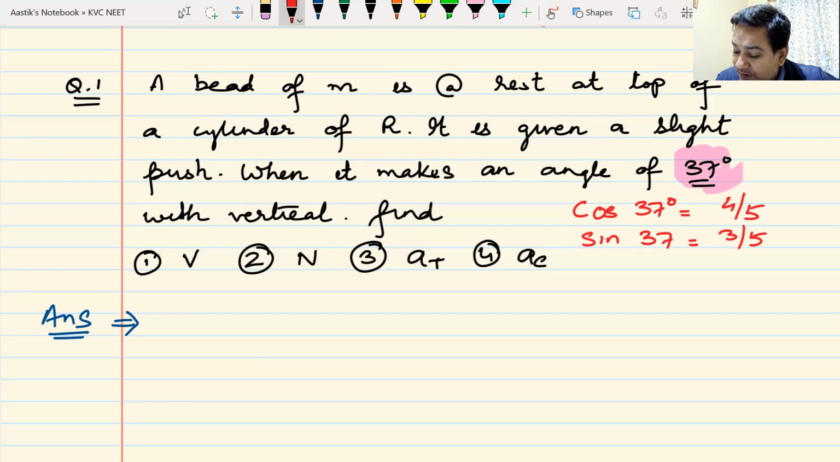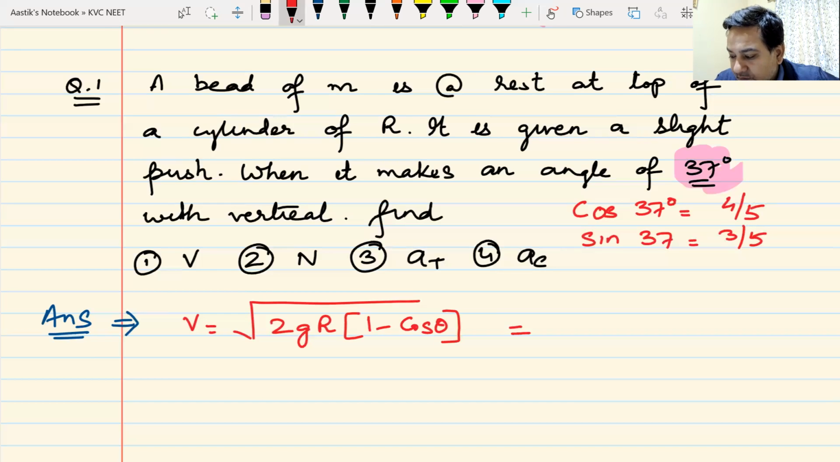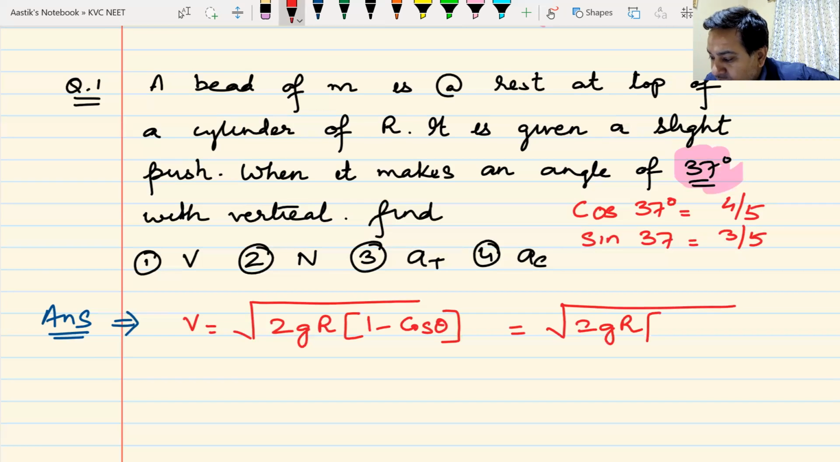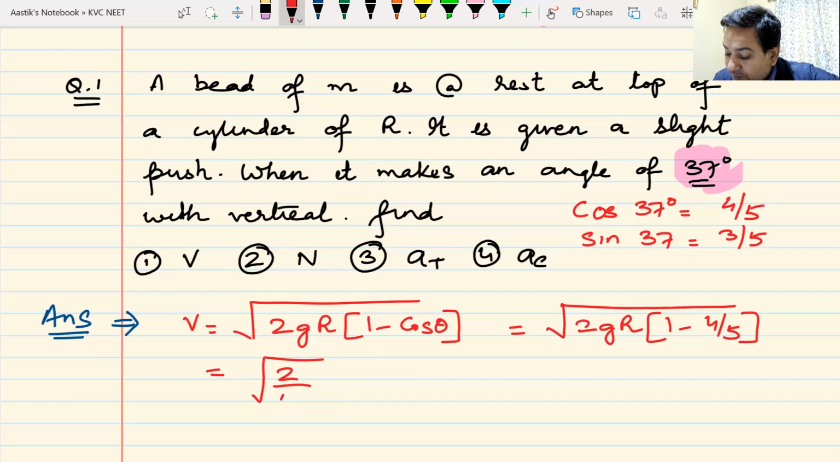The first one is to find out the value of V. V is under root of 2 times G R into 1 minus cos theta. We are not going to derive this. We already know the formula and you have to remember this formula. So it is nothing but under root of 2 times G R into 1 minus cos of 37, 1 minus 4 by 5. I can now solve it. 1 minus 4 by 5 is 1 by 5.